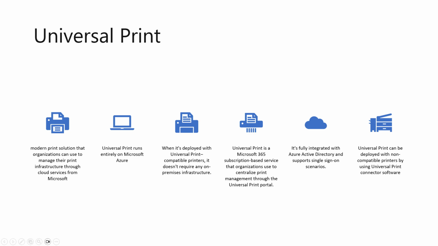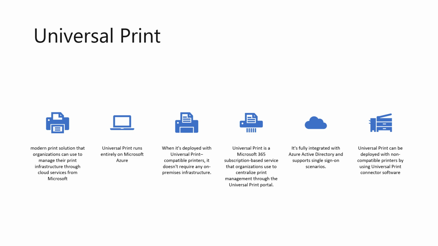So Universal Print is a modern print solution that organizations can use to manage their print infrastructure through services from Microsoft. Universal Print runs entirely on Microsoft Azure. When it's deployed with Universal Print compatible printers, it doesn't require any on-premises infrastructure. Universal Print is a Microsoft 365 subscription-based service that organizations use to centralize print management through the Universal Print portal. It is fully integrated with Azure Active Directory and supports single sign-on scenarios.